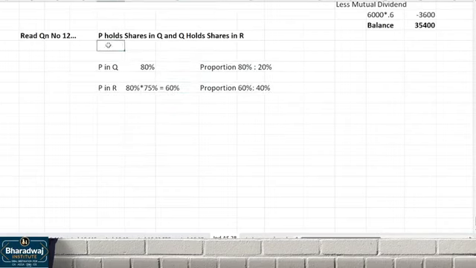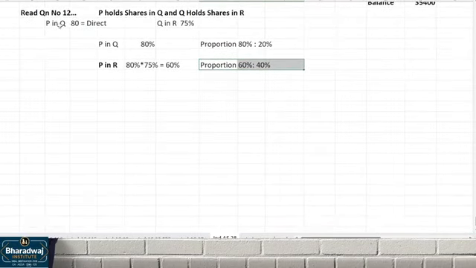40%. Otherwise, it is very simple. P in Q, how much percentage? 80%. It is direct. Next, Q in R. How much percentage does Q hold in R? 75%. So how much will P hold in R? 75% of that 80%. Otherwise, you can say 80% of that 75%, we hold 60%. Proportion is 60%, 40%. Take this up.